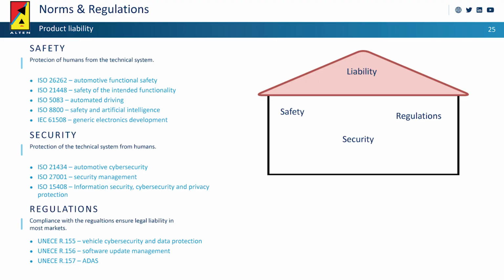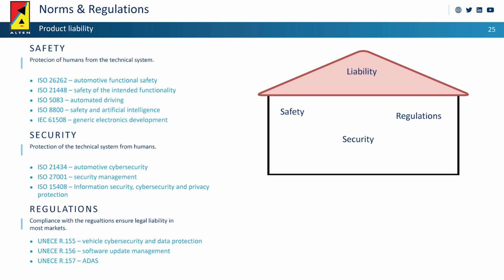So the product must provide liability, and we can compare this to the building of a house, where liability is the roof that provides shelter. The walls that support the roof are safety, security, and compliance with the regulations, and you can see that there are plenty of norms and regulations for this. And finally, the development process forms a solid foundation to provide quality standards to everything above.